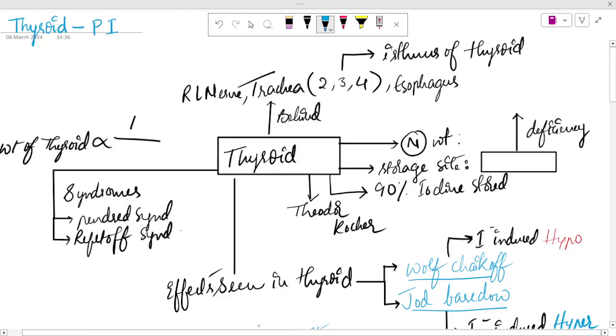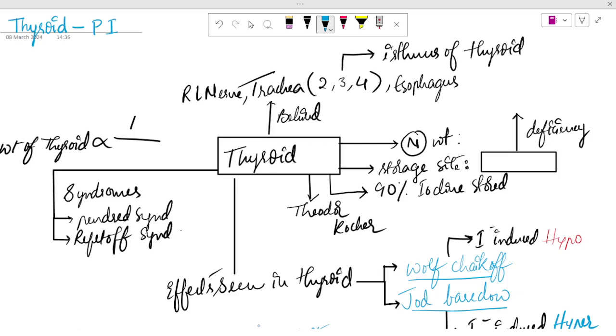So, we'll start with thyroid. Previously we discussed all the surgical part of the breast. So, we will start with the first session of thyroid. Okay. So, thyroid. What actually is the thyroid?